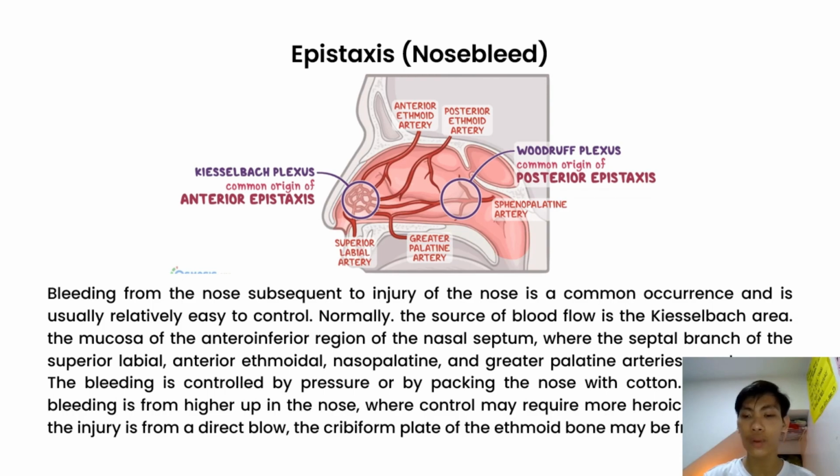Normally, the source of blood flow is the mucosa of the anterior inferior region of the nasal septum, where the septal branch of the superior labial, anterior ethmoidal, nasopalatine, and greater palatine arteries anastomose. The bleeding is controlled by pressure or by packing the nose with cotton. Occasionally, bleeding is from higher up in the nose, where control may require more heroic action. When the injury is from a direct blow, the cribriform plate of the ethmoid bone may be fractured.